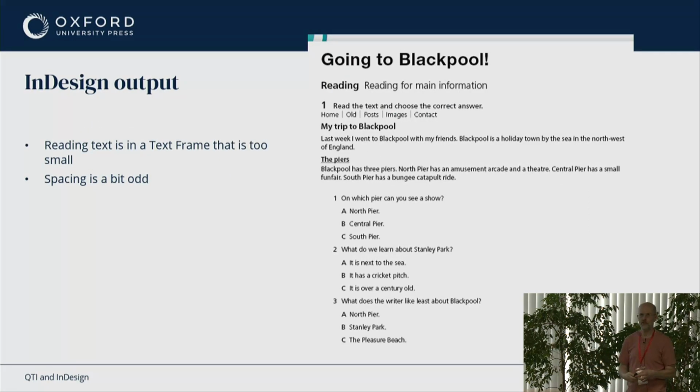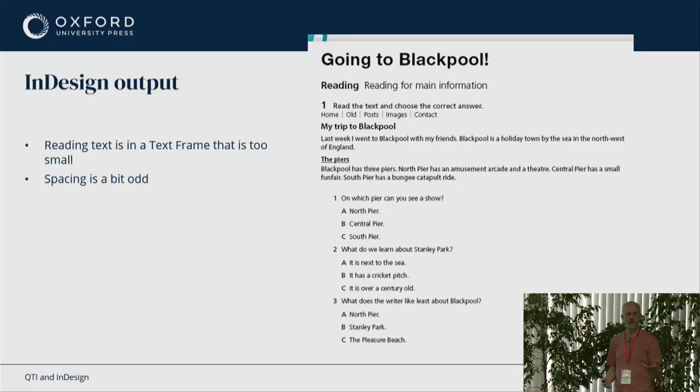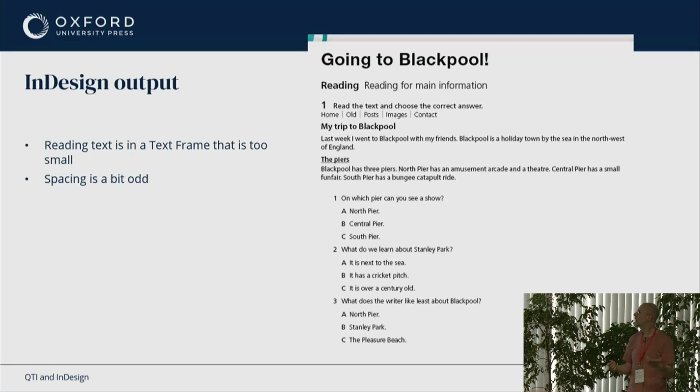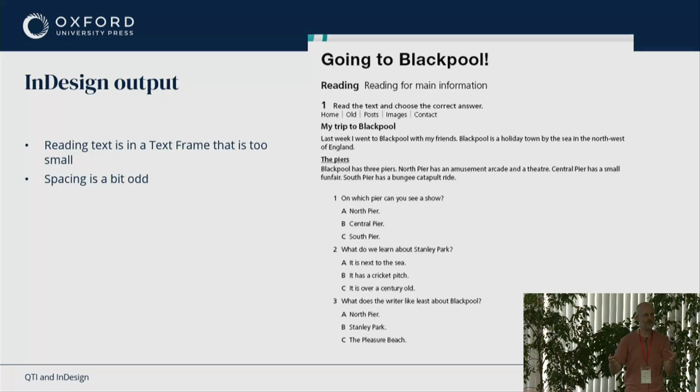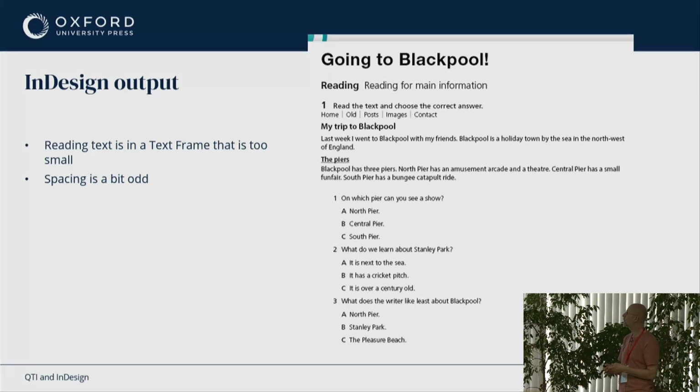One more example, because there's a lot of different things you can do in InDesign. So this is a different kind of activity. There's a reading text and multiple choice options. And this one actually looks pretty bad because the reading text is in a text frame. It's too long for the text frame, so you're not actually seeing all of the text. And the spacing is a bit weird.